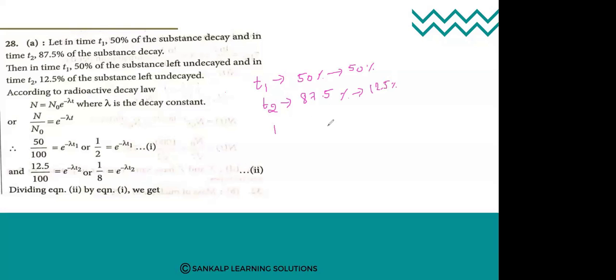Here, according to the decay law, we have N is equal to N naught e raised to minus lambda into t, where lambda is the decay constant. So therefore, we can write it as N upon N naught is equal to e raised to minus lambda into t. So here N is 50 upon N naught is 100, which is equal to e raised to minus lambda into t1. If you simplify, it will be 1 by 2, which is equal to e raised to minus lambda into t1. This is our equation 1.